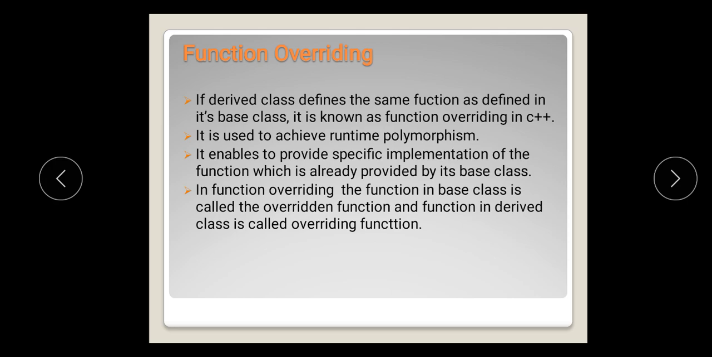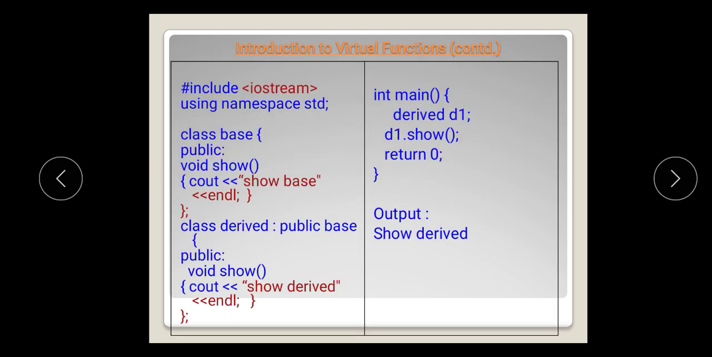In function overriding, the function in the base class is called the overridden function, whereas the function in the derived class is called the overriding function. That means the function we use in the base as well as the derived class with the same name: in the base class, that function is called the overridden function, whereas the same function when we write it in a derived class is called the overriding function.